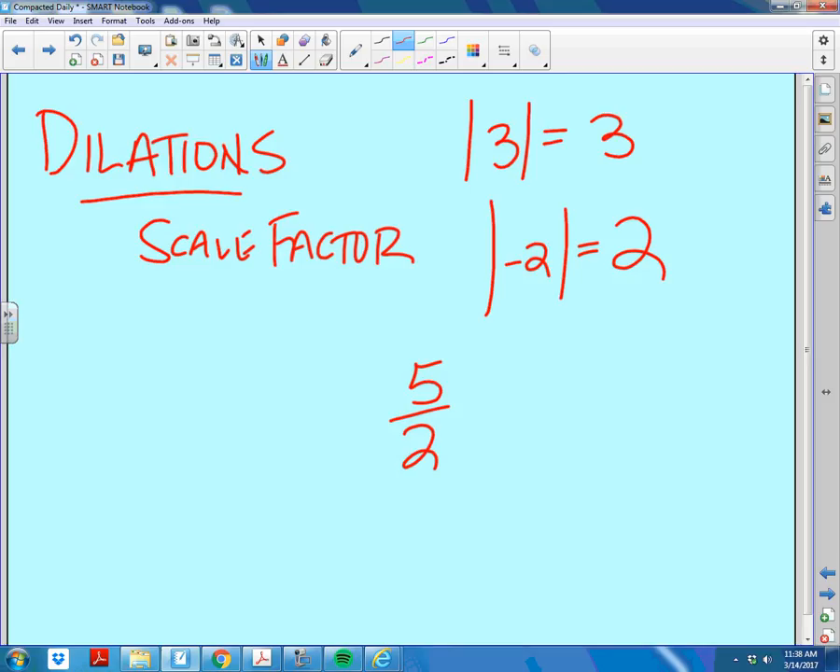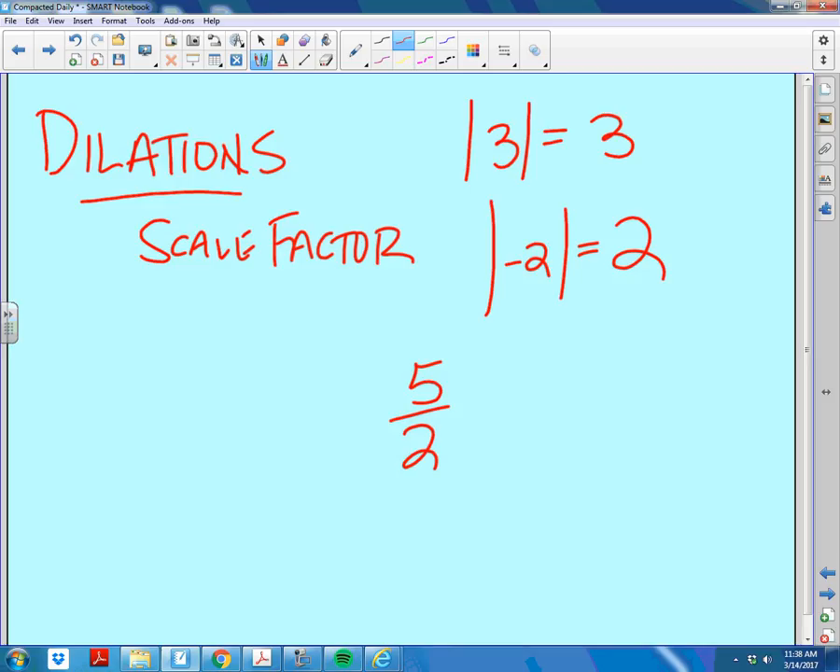Now, in order to make a shape smaller, to reduce its size, we would want to multiply times a scale factor whose absolute value is less than 1. What is 1 going to do? Same size, right?